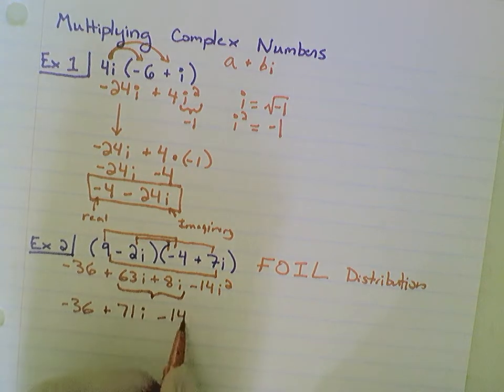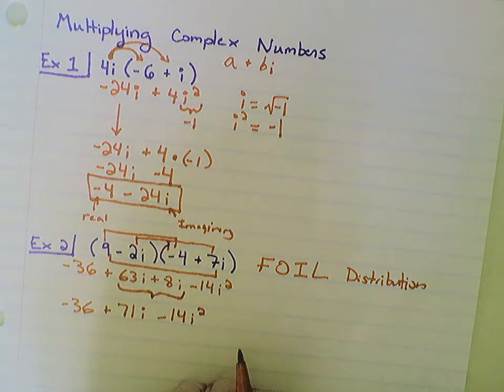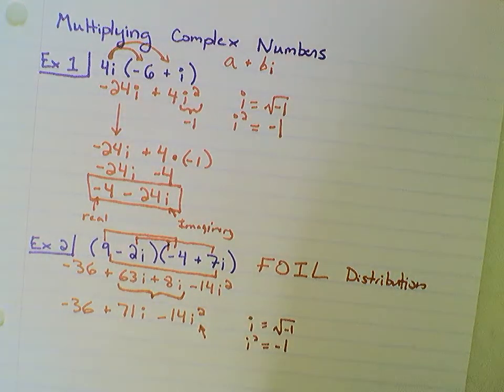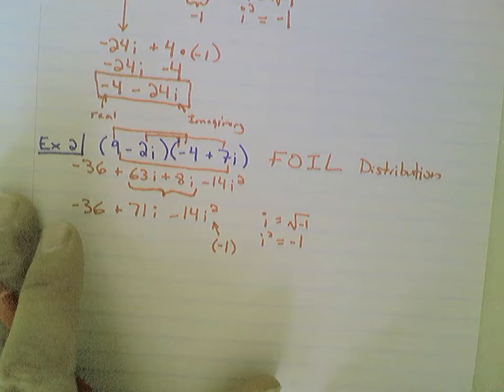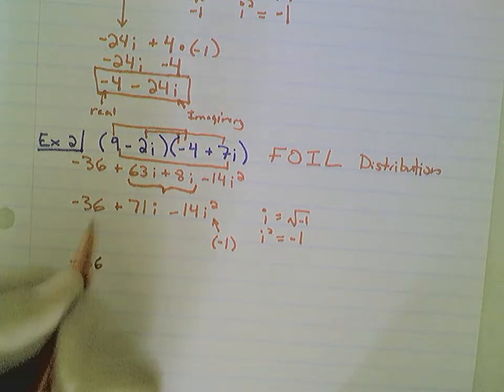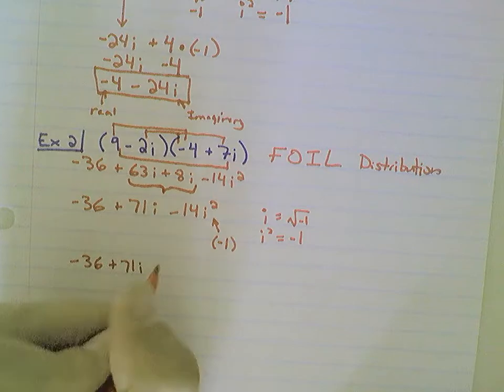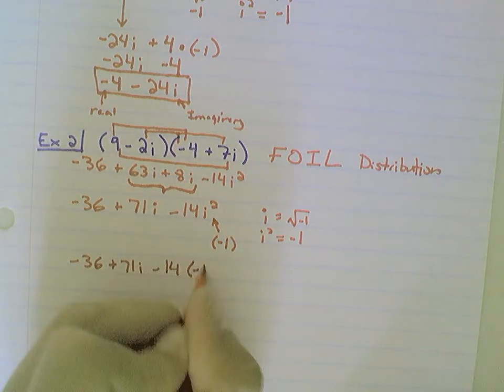minus 14i squared. Really, that extra step occurs with this i squared. And the reason why it occurs with the i squared, once again, is because i is equal to the square root of negative 1. So if we take i squared, well, i squared would be equal to negative 1. So we can do a substitution, and instead of having i squared here, we really have negative 1. So we can rewrite this as negative 36 plus 71i minus 14 times negative 1.